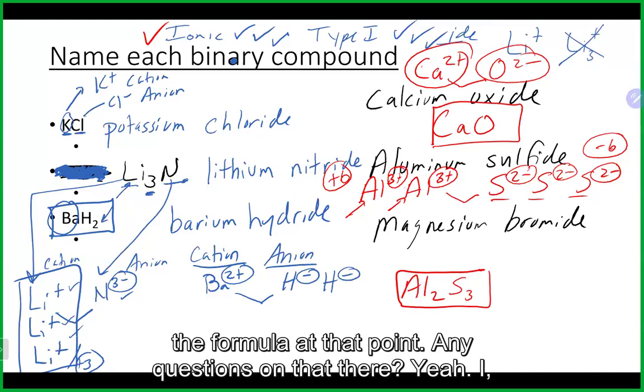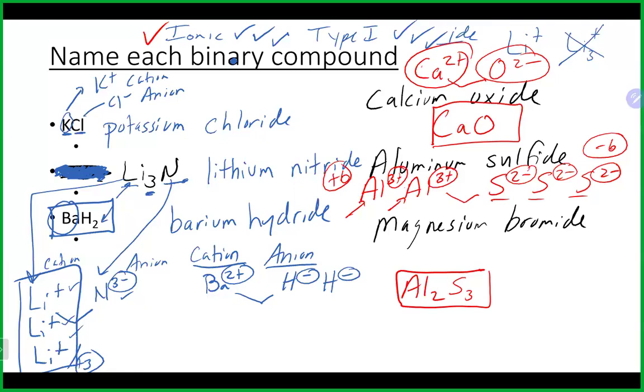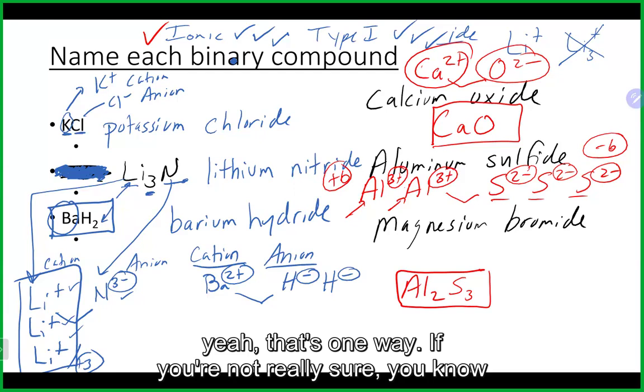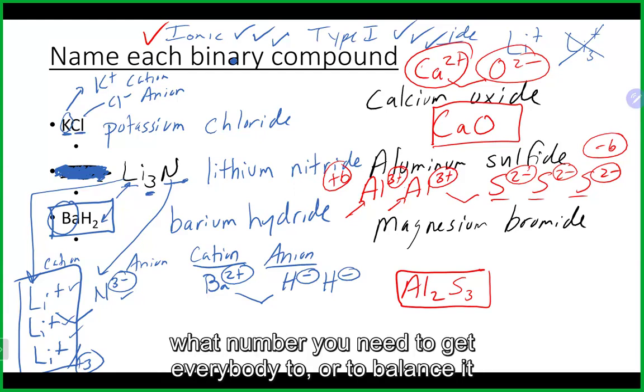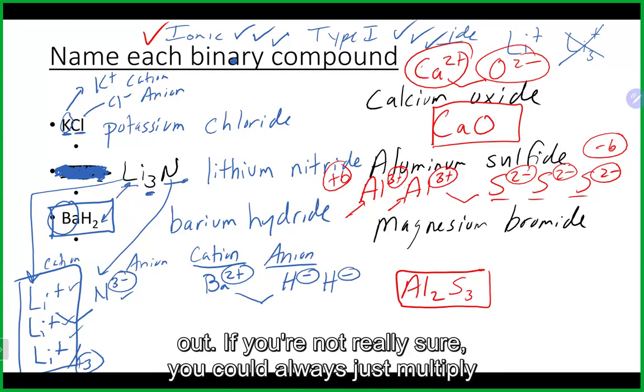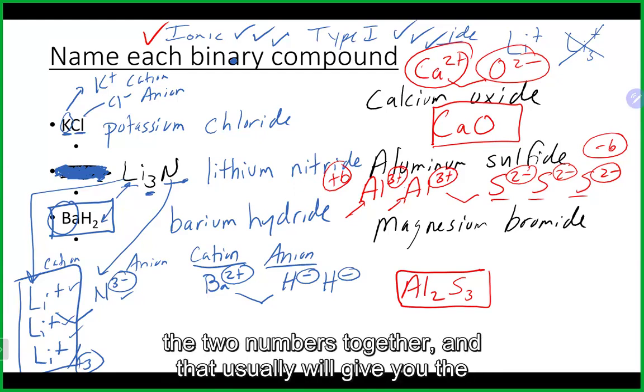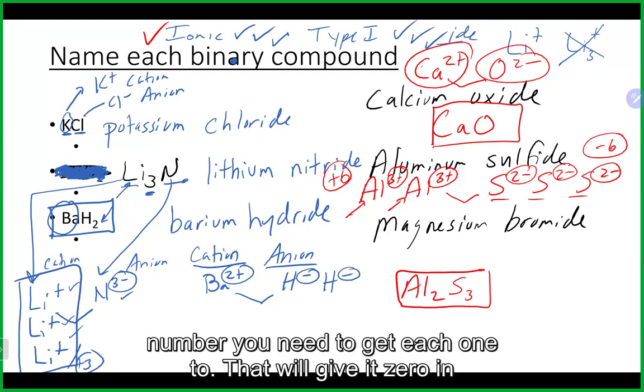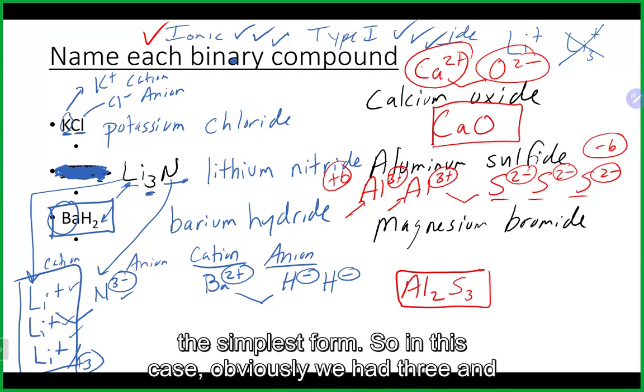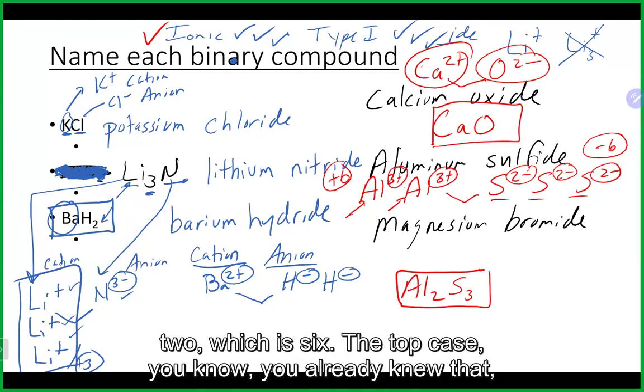Any questions on that there? Yeah, that's one way if you're not really sure what number you need to get everybody to, to balance it out. You could always just multiply the 2 numbers together, and that usually will give you the number you need to get each one to. That will give it 0 in the simplest form. So in this case, obviously, we had 3 and 2, which is 6.